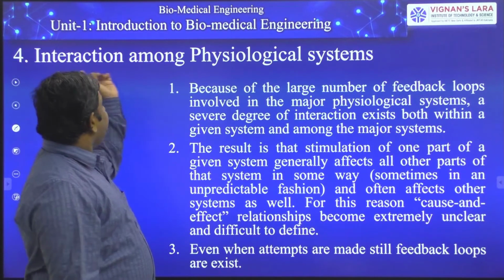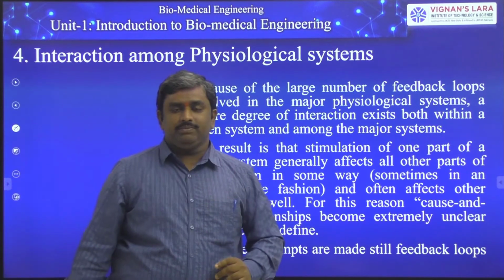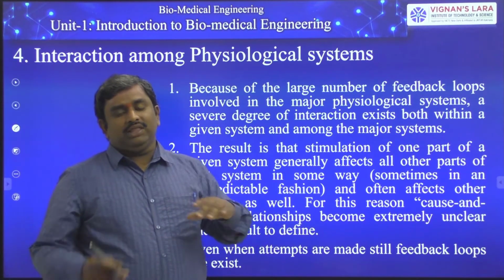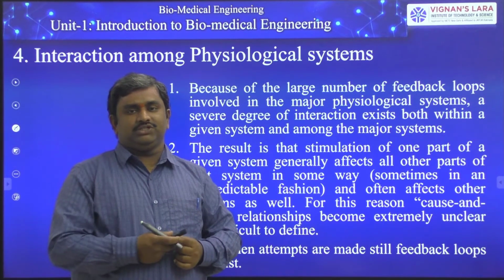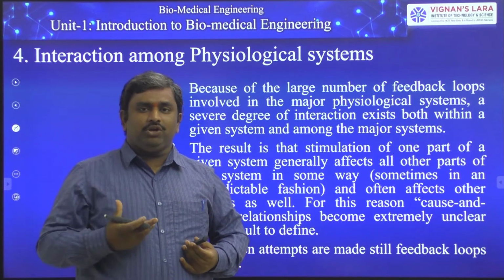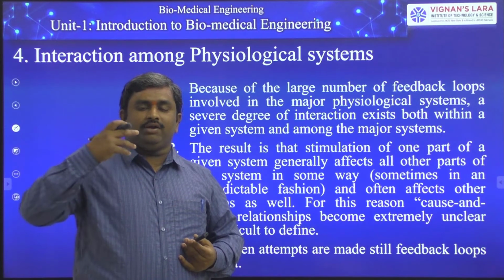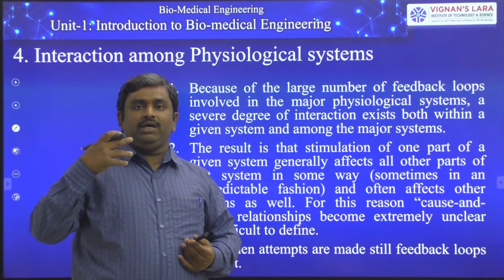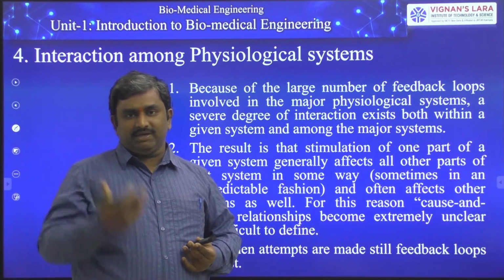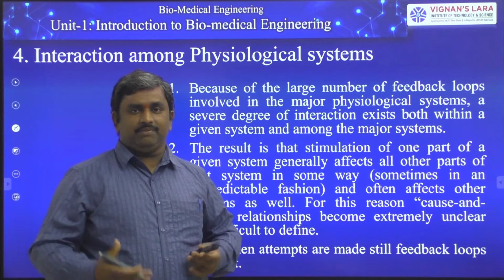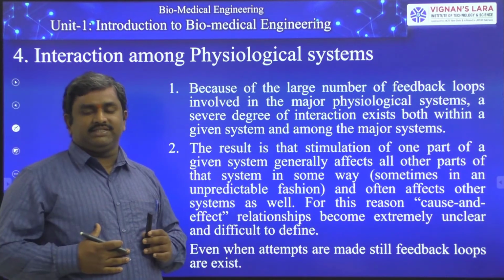Next, interaction among physiological systems. I said just now, the relationship between the physiological systems. Our blood circulation system, our respiratory system, our bone system, our muscle system, or our skeletal system. These are the human physiological systems.